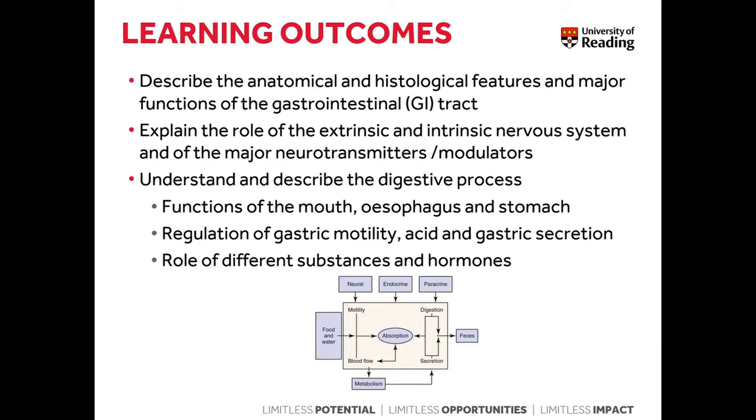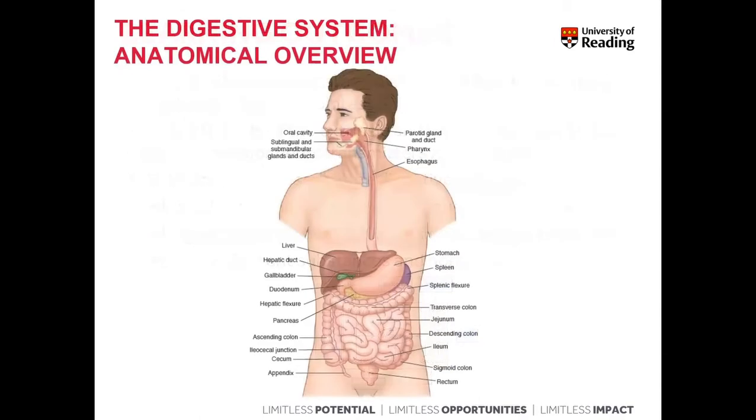We will also describe the digestive process, starting from the mouth, then the esophagus and the stomach, talking about the regulation of the gastric motility and the secretion of acid and other exocrine secretions and endocrine secretions. And also we will talk about the different endocrine hormones involved in the function of the stomach. So basically today we will stop at the stomach for the first part.